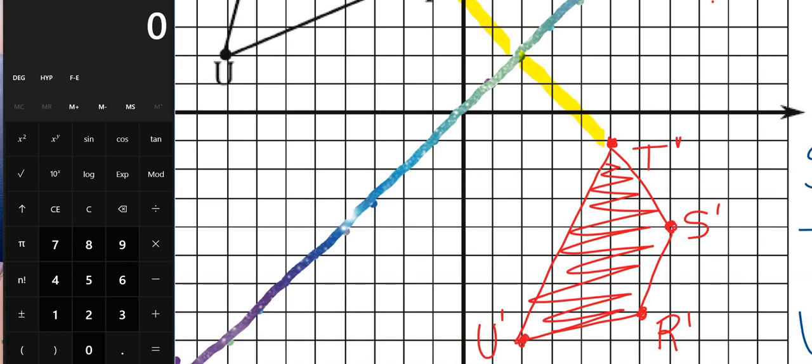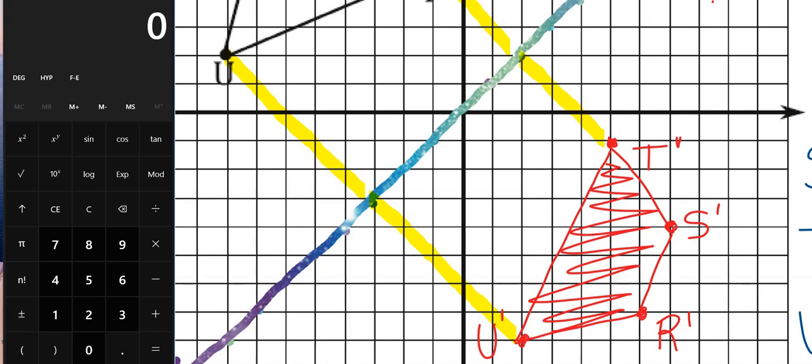Counting diagonally, 1, 2, 3, 4, 5 diagonal boxes. Same thing on the other side. 1, 2, 3, 4, 5 diagonal boxes. That's going to work for all of the points. And that's also how you would do this visually if you didn't know the rule. You would count diagonally to your line of reflection and the same amount of diagonal boxes on the other side.